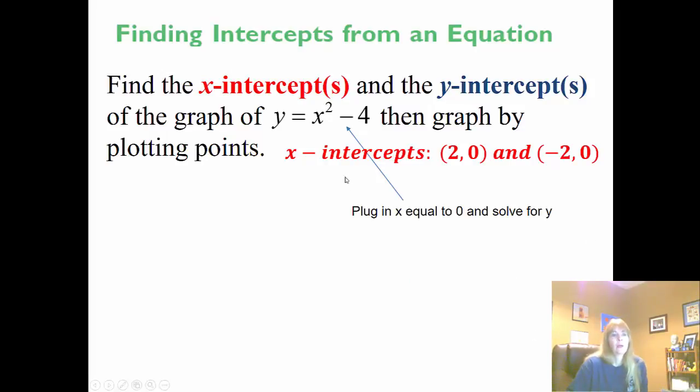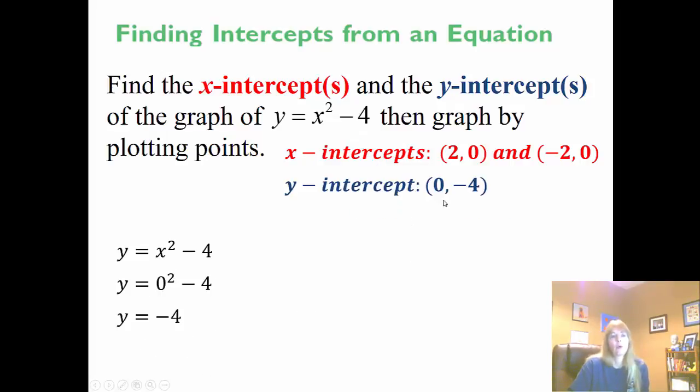Okay, so in other words, my x-intercepts are the points (2, 0) and (-2, 0). If I want to find the y-intercepts, those are typically a little easier because you're not really solving, you're just plugging in 0 and the x goes away, and that gives you your y. And so your y-intercept would be (0, -4).